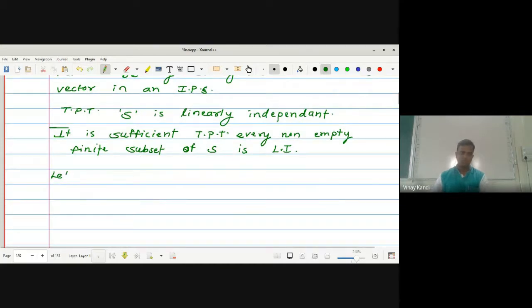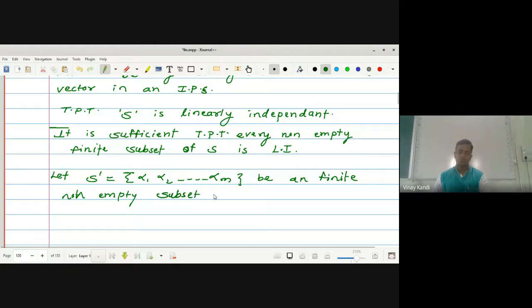Now take, suppose, this S dash is equal to alpha 1, alpha 2, up to alpha m. What is this S dash? It is a finite, non-empty, finite subset containing distinct vectors of S.